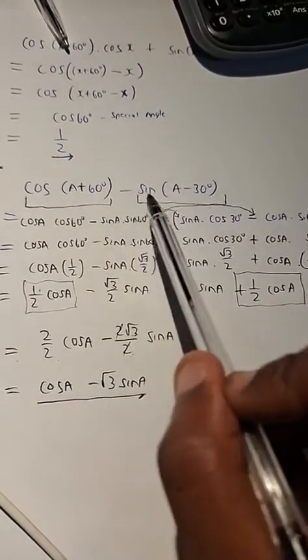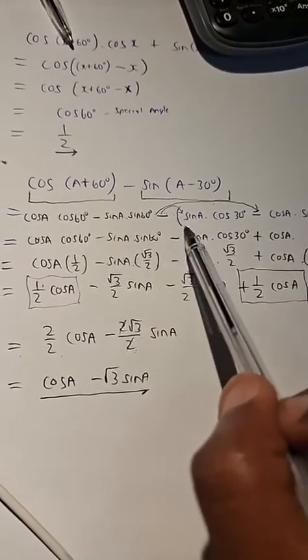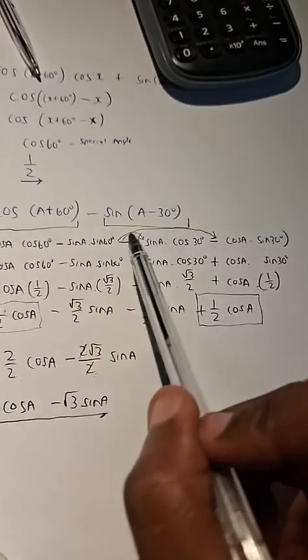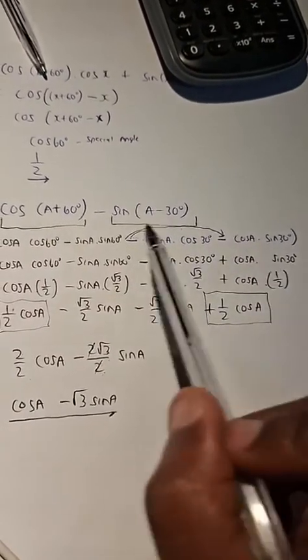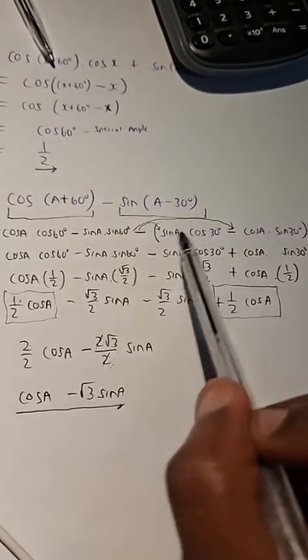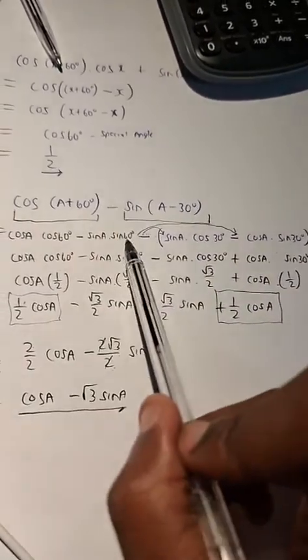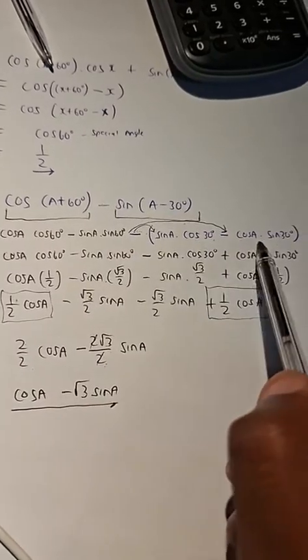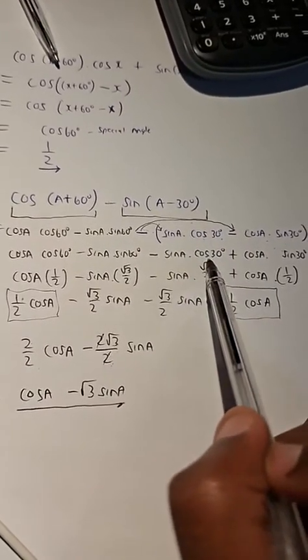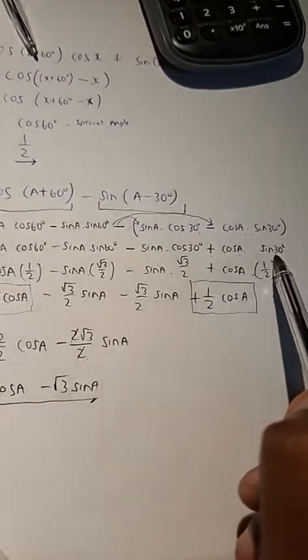Then also look at the minus sign. Be very careful. The minus sign needs to stay. We need to write brackets. Why? Because this minus sign, after expanding, needs to be distributed to the inside. So we expand that. Okay, sine A cos 30 minus cos A sine 30. We expand the negative inside the bracket. We get negative sine A cos 30. Then the negative times this negative gives us positive cos A sine 30.